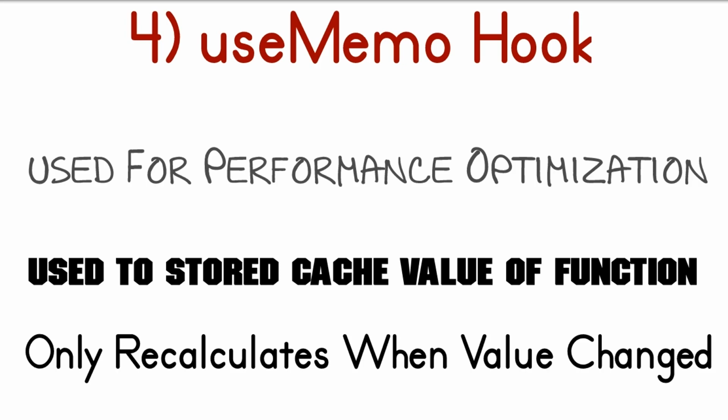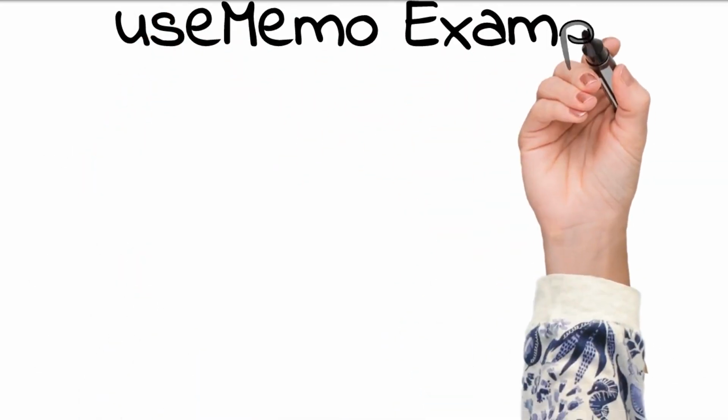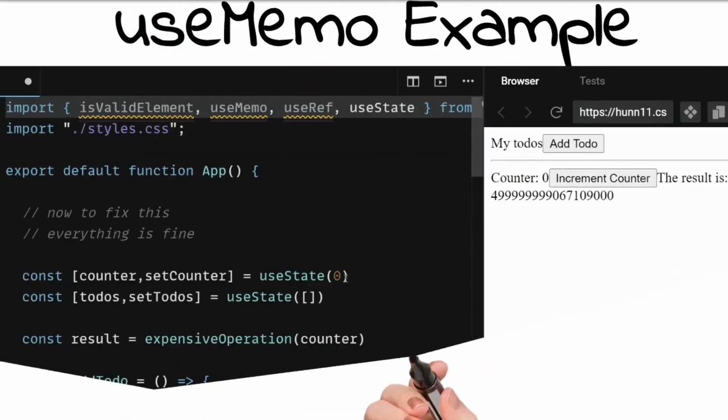That's why the speed and also the performance level of the application improves. We will be looking at the real life example in the next slide. So now, guys, we will be looking at an example of the useMemo hook here.